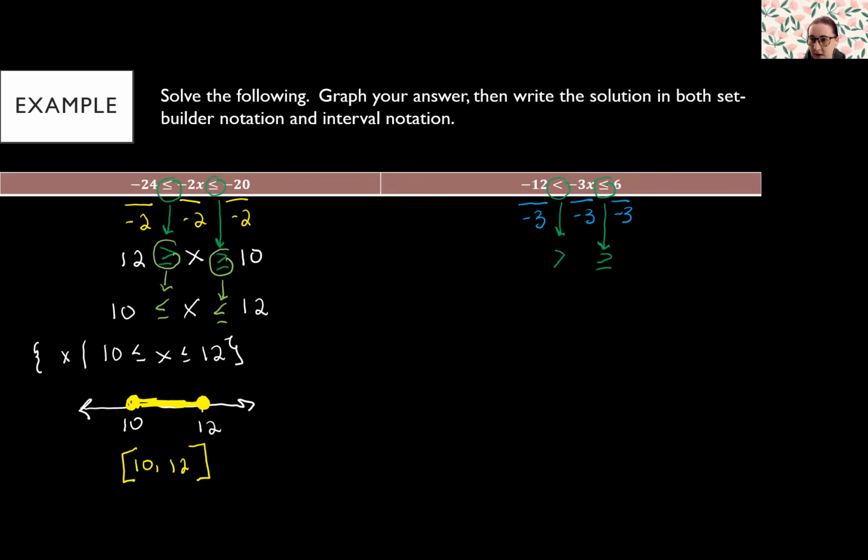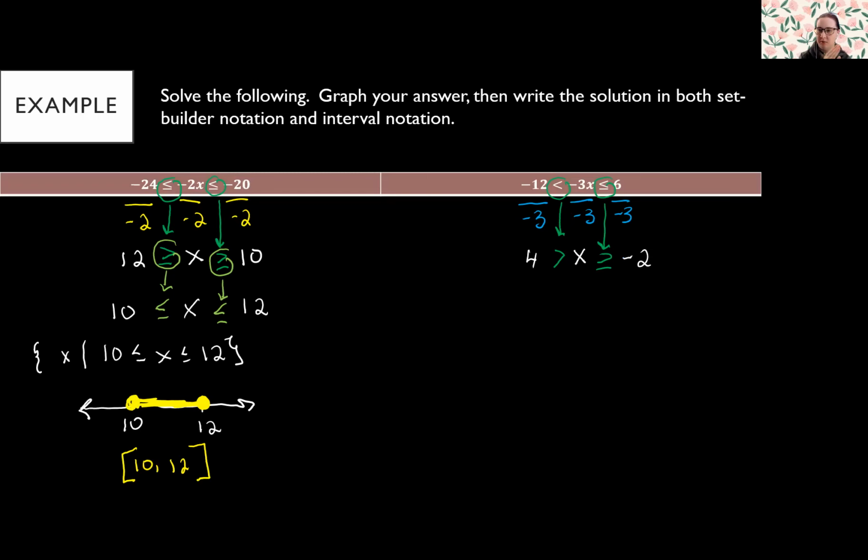So -12 divided by -3 is a +4. And then in the middle I have x, and then 6 divided by -3 is a -2. Then once you have your x by itself, you consider, okay, do I have the smallest number on the left and the largest number on the right? And we don't, we have it in the other direction. So we have to flip-flop it again.